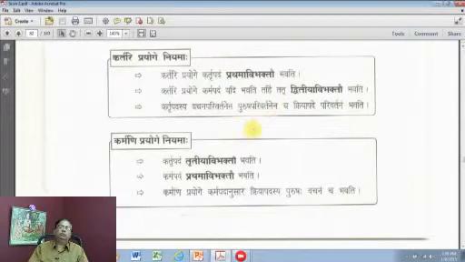The karta which is there in prathama in active voice goes to tritiya vibhakti. Second, the object goes to prathama. We have already seen.